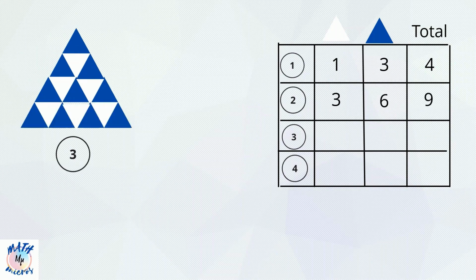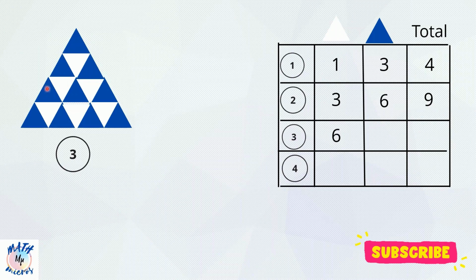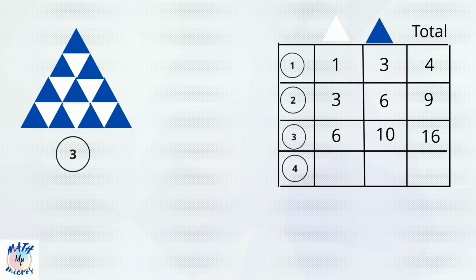Okay, let's move to the third pattern, pattern number 3. So how many white triangles do you have? You have 1, 2, 3, 4, 5, 6. So it's going to be 6 white. And the total number of blue triangles, 1, 2, 3, 4, 5, 6, 7, 8, 9, 10. Alright, so this is going to be 10 blue triangles and the total makes it 16. Fine. So I've listed out separately white and blue triangles and we have the total number of triangles found in each pattern number.